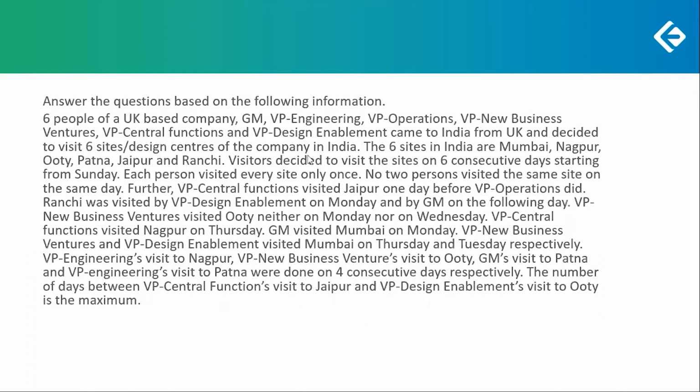Next was the set of arranging the visits across various cities and of the various peoples whose designations are given. Okay, so 6 people of a UK based company. These are the designations and their fields. Okay, they were visiting sites in various cities.